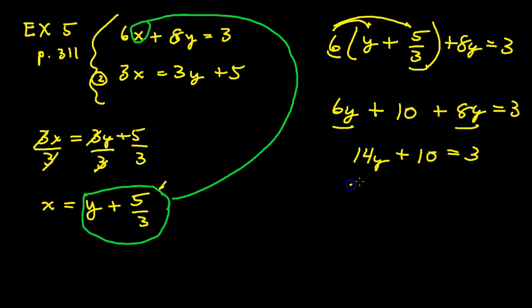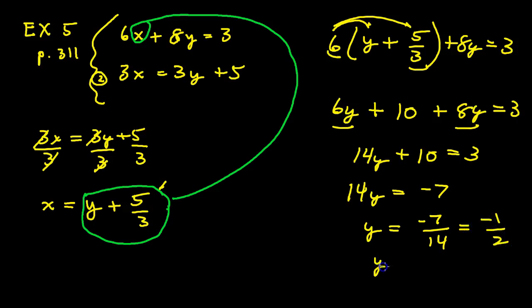I'll now subtract 10 from both sides. I'll get 14y equals -7. 3 minus 10 is -7, subtracting 10 from both sides. And now dividing both sides by 14, I'll get y equals -7/14, which of course reduces to -1/2. So I'm halfway there. I've got a solution for y. Y equals -1/2, and we'll just have to live with the fraction.